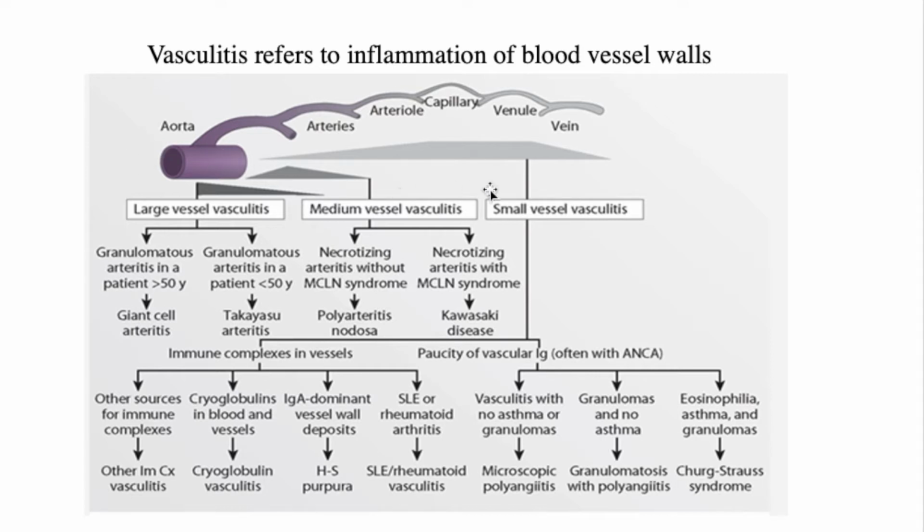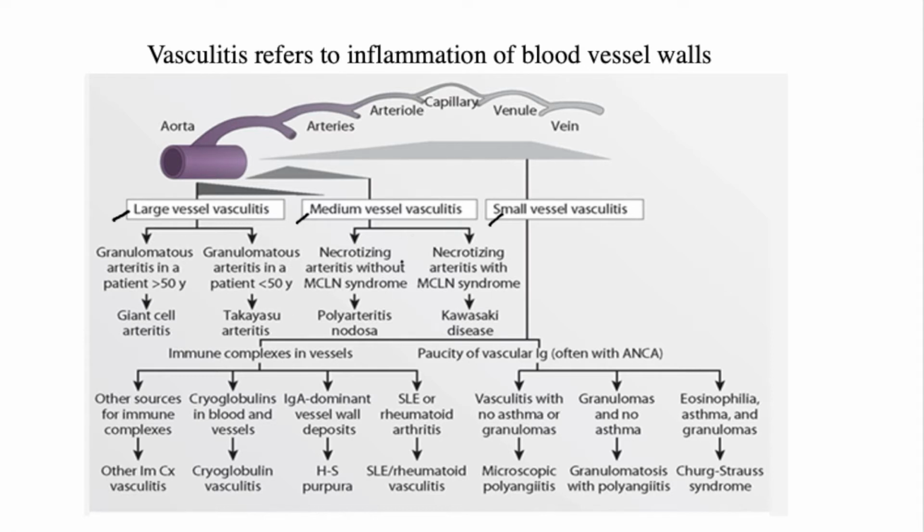Here you can see the vasculitis has been classified based on the size of the blood vessels. Large vessel vasculitis, then medium vessel vasculitis, and small vessel vasculitis. The large vessel vasculitis can be of two types based on the granulomatous inflammation and the age of presentation: giant cell arteritis and Takayasu's arteritis. These are the two important clinical entities that we have to study in the USMLE Step 1.